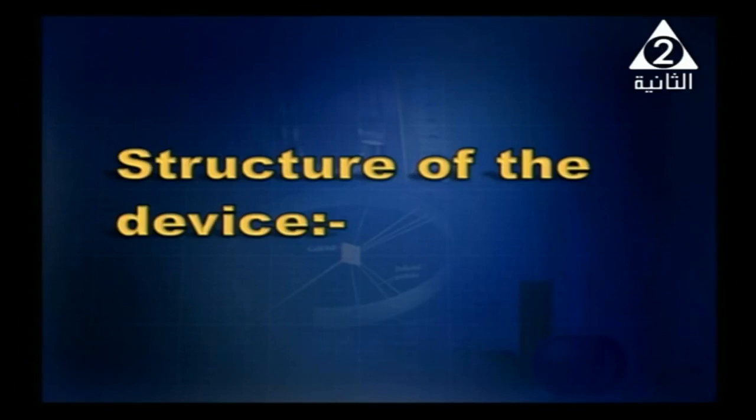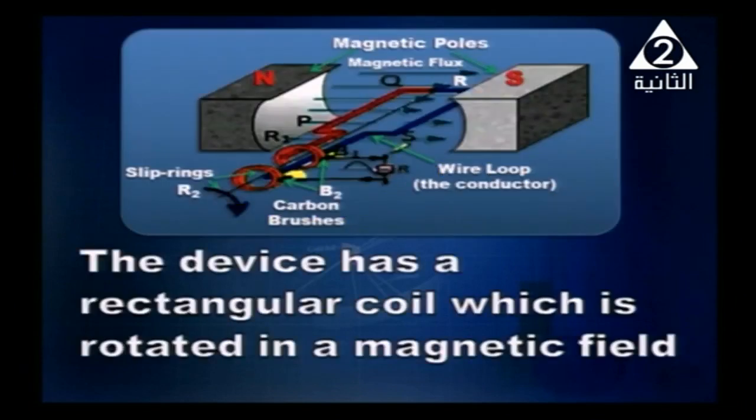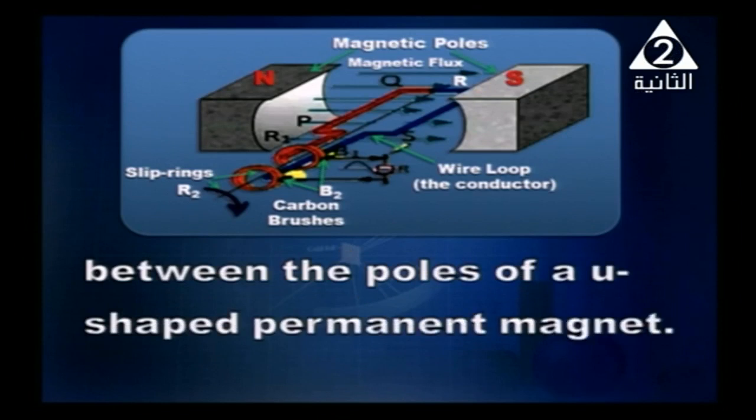And what about the structure of the device? Talking about the structure of the device, it is shown in front of you now. The device has a rectangular coil. So it consists of a rectangular coil. And as I said, it has to be rotated. The coil is rotated in a magnetic field, between the poles of a U-shaped permanent magnet.